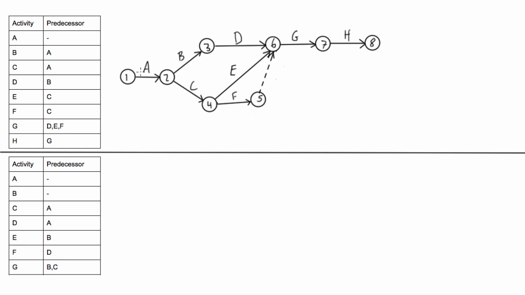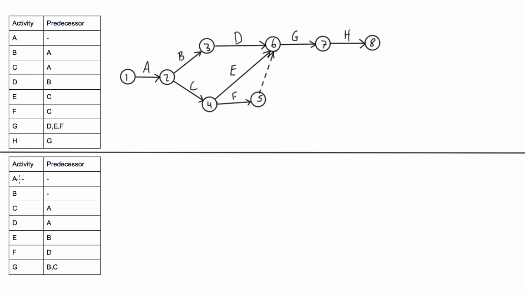For example, A's ij number would be 1, 2. B's ij number would be 2, 3. E would be 4, 6. And if you notice, every single arrow is always pointing from a lower number to a higher number. And if that's the case, then you know you've done it correctly. Alright, so let's move on to the next example here, because this one is done.